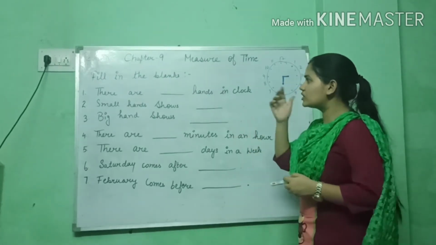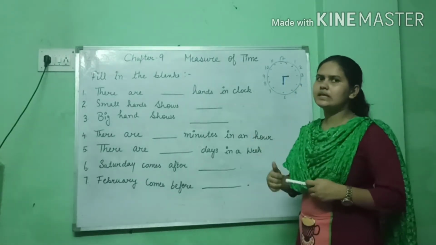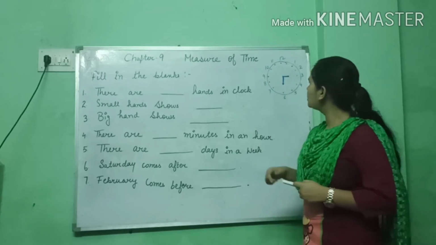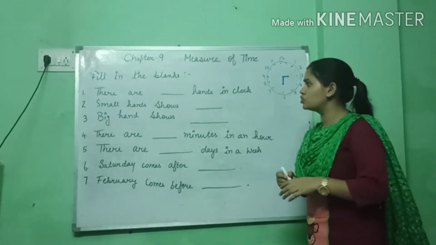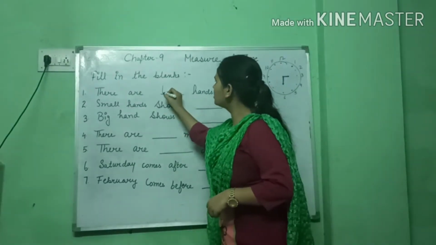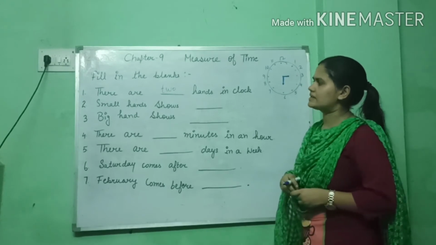The first one is, there are dash hands in a clock. You can see how many hands the clock has: 1 and 2. So how many hands does a clock have? 2. So you can write here 2.